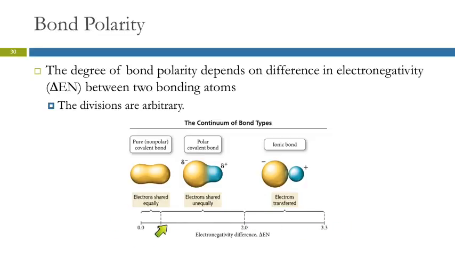There's everything possible in between. So arbitrarily, we make these distinctions. If the difference is 0.4 or less, we'll call that a nonpolar bond. Your book uses the word pure. I think that's dumb. I like nonpolar. In between here, that's a polar bond.